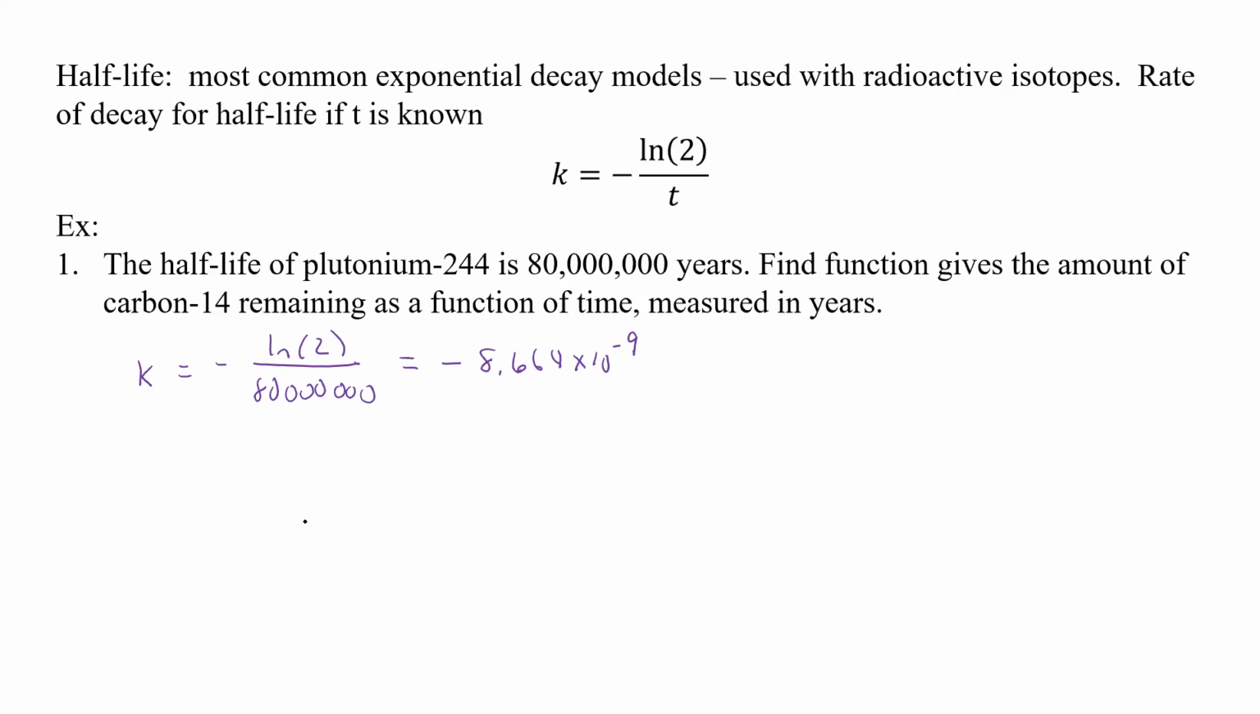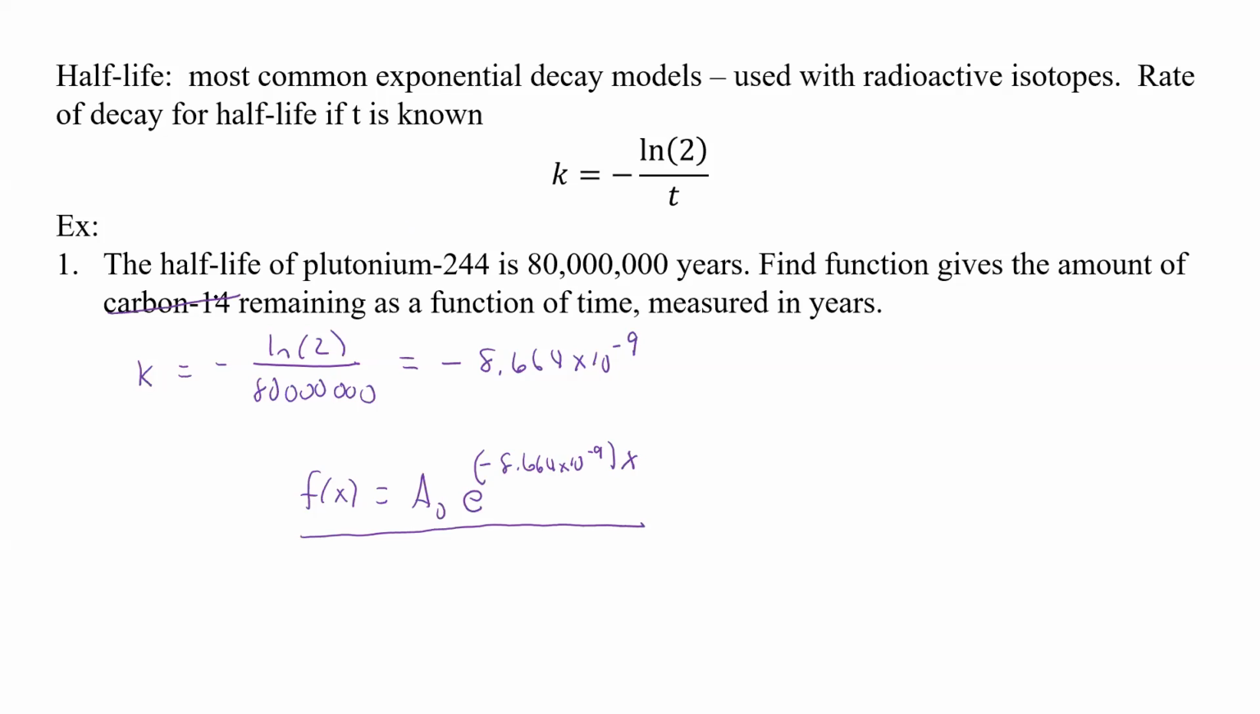If we're doing the amount remaining, let's just call it f of x for ease. That's going to be a sub 0, depending on how much we start with, because it didn't tell us how much we start with, e to the negative 8.664 times 10 to the minus 9. We'll put that whole thing in parentheses, times our x, since we're using x, and we're going to say x is years in this case. That would be our function to give the amount of plutonium.